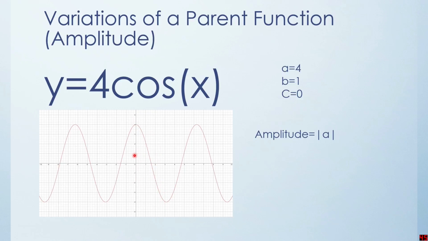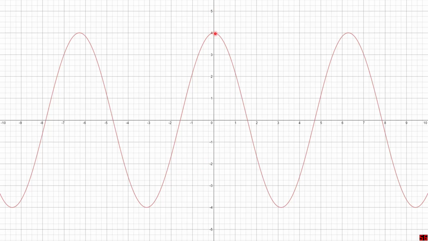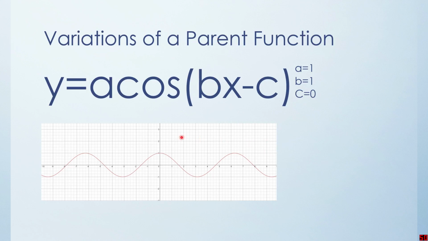So you wouldn't be going 1 plus 4 is equal to 5. No, you would go from 0 plus 4 all the way up to 4 and all the way down to negative 4. And this also applies to the expanded view here. So you can see that this goes all the way up to 4 and goes down to 4, and that's the amplitude of cosine. This is also the variation of a parent function, in case you forgot.